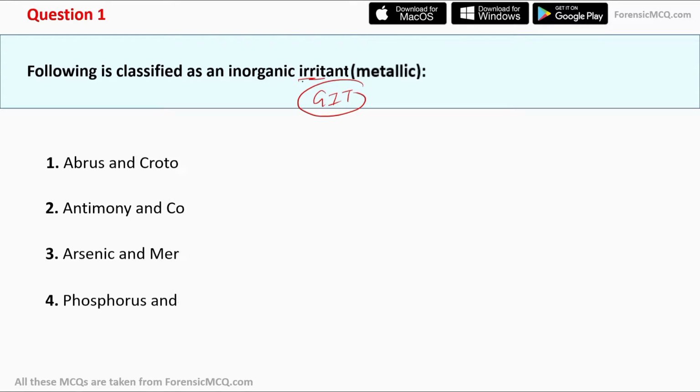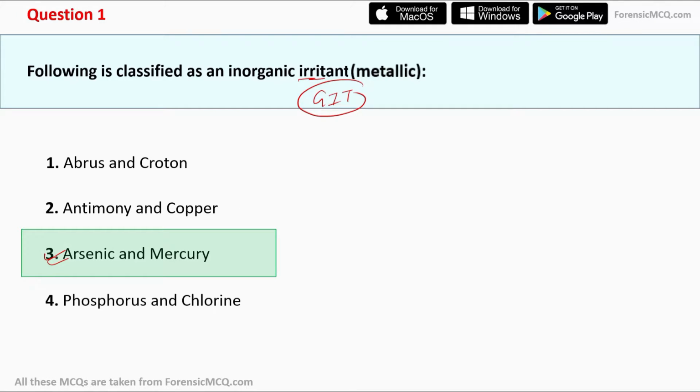Now let's check the options. First is Abrus and Croton. Second is antimony and copper. Third is arsenic and mercury. And fourth is phosphorus and chlorine. So the inorganic irritants are arsenic and mercury. That is option 3, so option 3 is the correct answer.